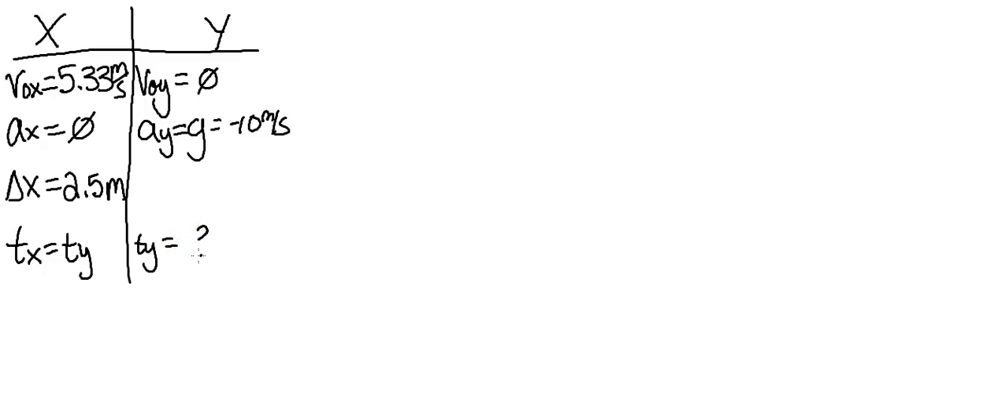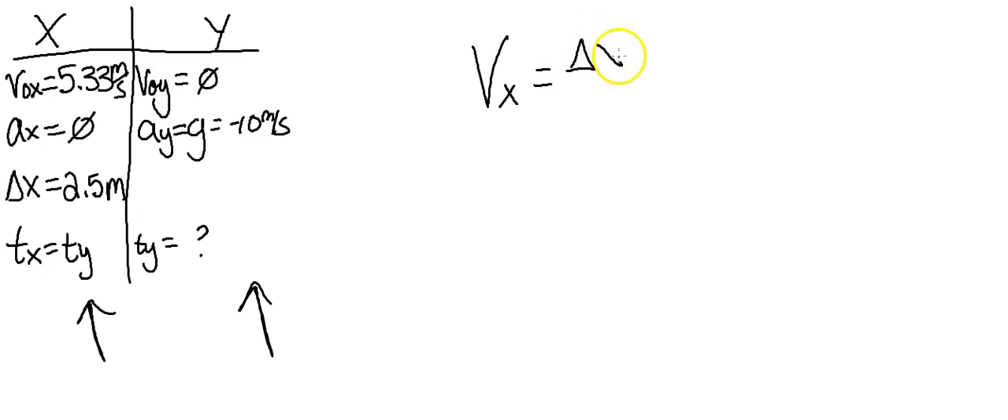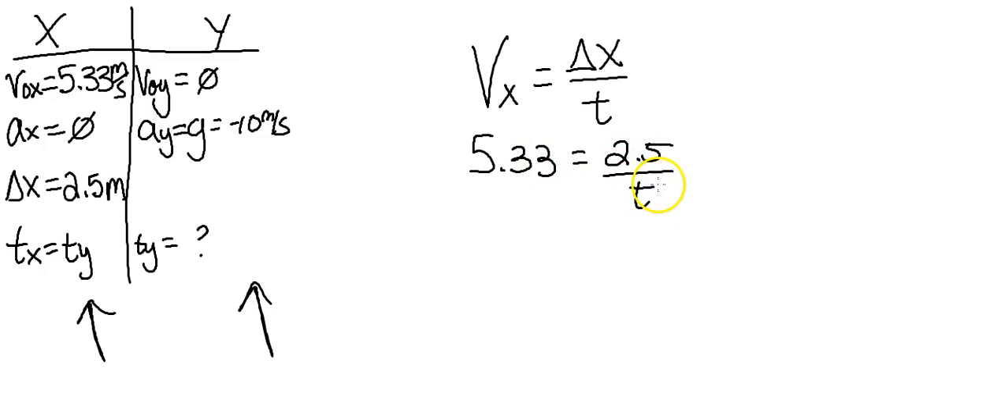So based on what we know, we have more information on the x side than we do on the y side. If we look at the y, we don't know anything that can help us find time. But for the x side, we know that velocity in the x direction is equal to delta x over t. So since we know the velocity was 5.33, we know the delta x was 2.5, we're trying to find time. So time is going to be 2.5 divided by 5.33.